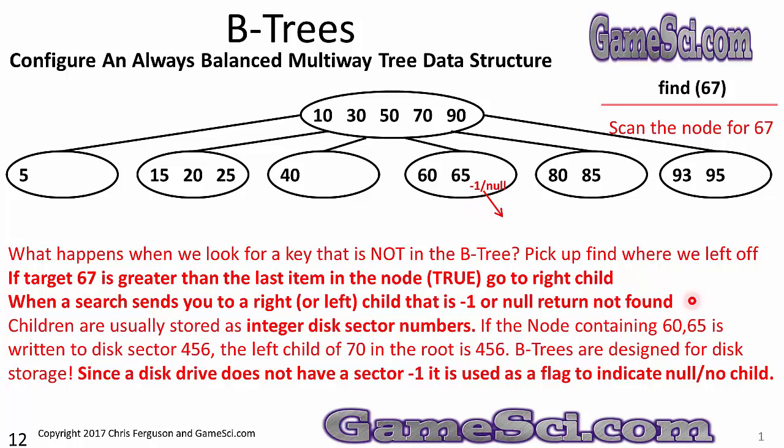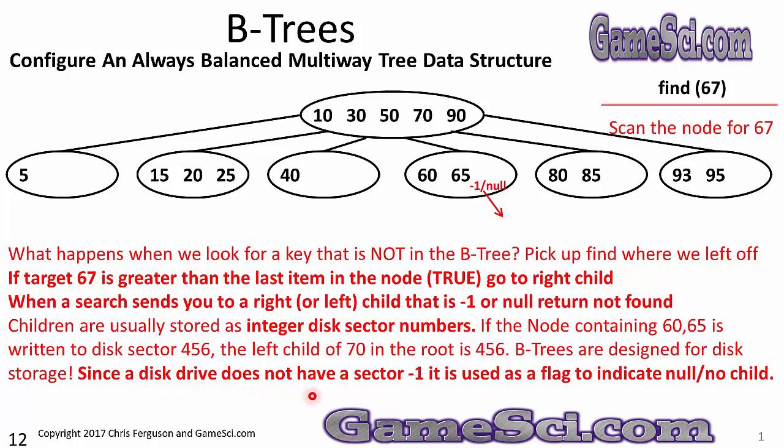This is just like every other tree. When you reach the bottom of the tree and you try to go right or left and there's nothing there, the search is unsuccessful. Return not found. Children in a B tree are usually stored as integer disk sector numbers. If the node containing 60 and 65 is written to disk sector 456, the left child of 70 in the root is 456. B trees are designed for disk storage. I'll store -1 to indicate that there is no child to the left or right of 65.